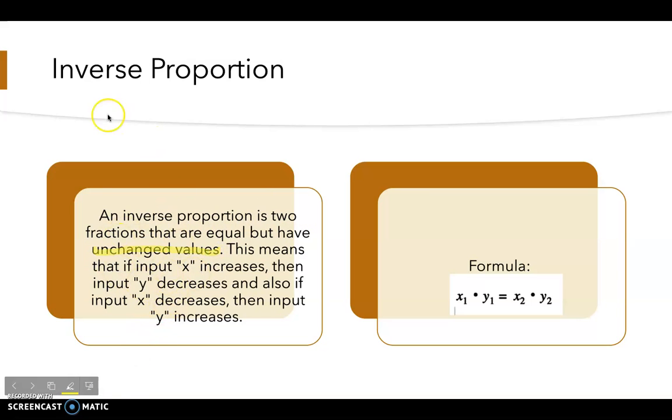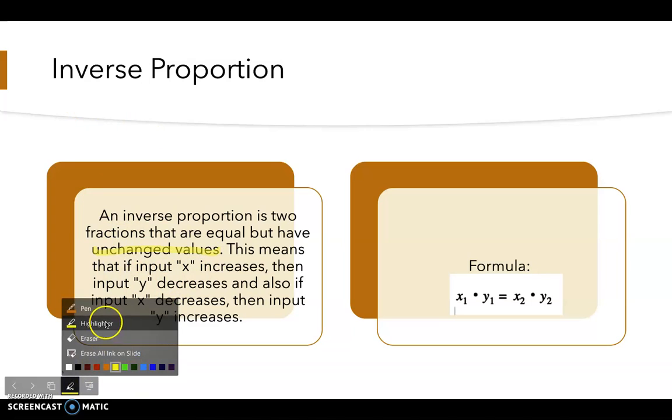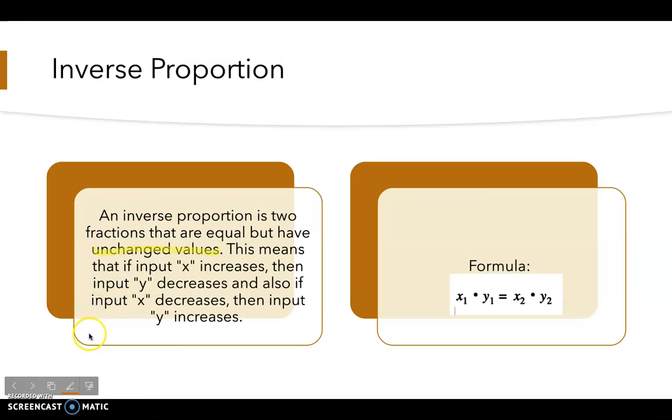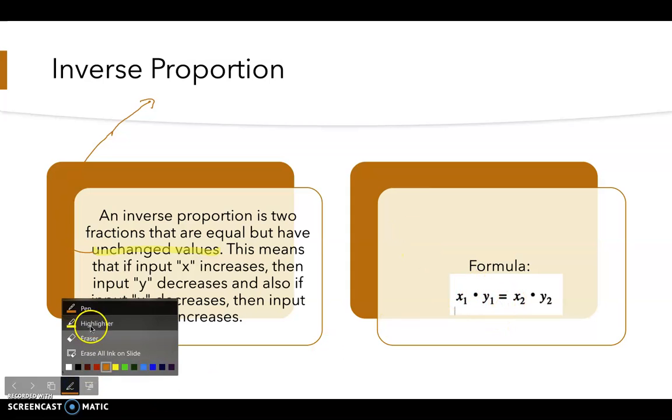So that's what makes this an inverse proportion, right? The unchanged values. An unchanged value means that if input x increases, then input y will decrease, and it can also be vice versa, such as if x decreases, then y would increase, right? Now let's take a look at this formula over here. The formula that we have here is x1 times y1 equal to x2 times y2, right?